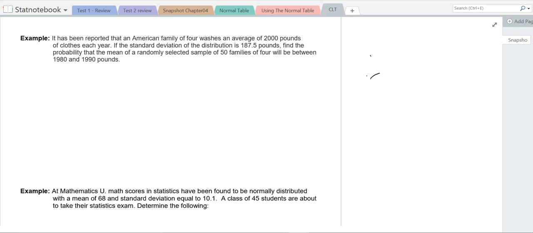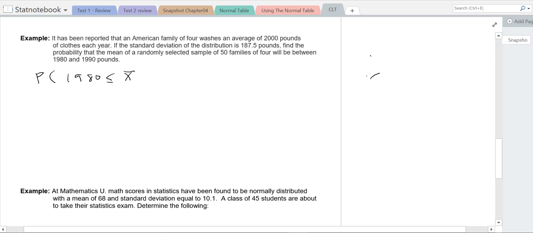All right, this problem here, once again, what are we looking for? We're looking for the probability that the sample mean for this sample here is between 1,980 and 1,990. That's what we're looking for.